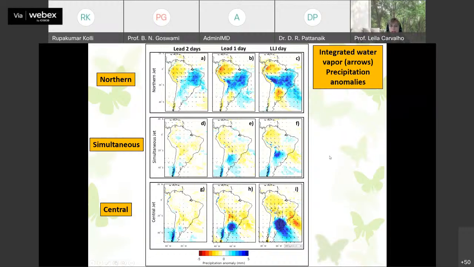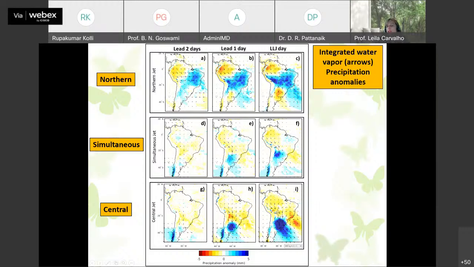I'm going to shortly show you the northern jet by itself, the simultaneous, and the central jet. What is interesting is that I'm showing lag composites: leading 2 days, leading 1 day, and during the jet. And you can clearly see how, as the jet becomes stronger, there is a very clear relationship with the westerly winds and the intensification of the monsoon.